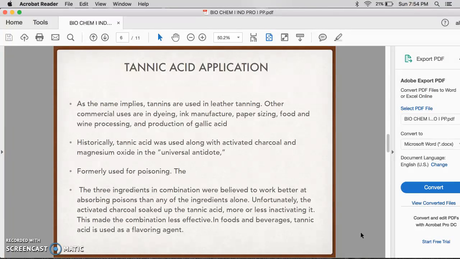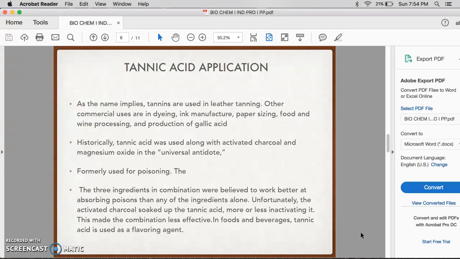Tannic acid's application. As the name implies, tannins are used in leather tanning. Other commercial uses are in dyeing, ink manufacture, paper sizing, food and wine processing, and the production of gallic acid. Historically, tannic acid was used along with activated charcoal and magnesium oxide as a universal antidote.